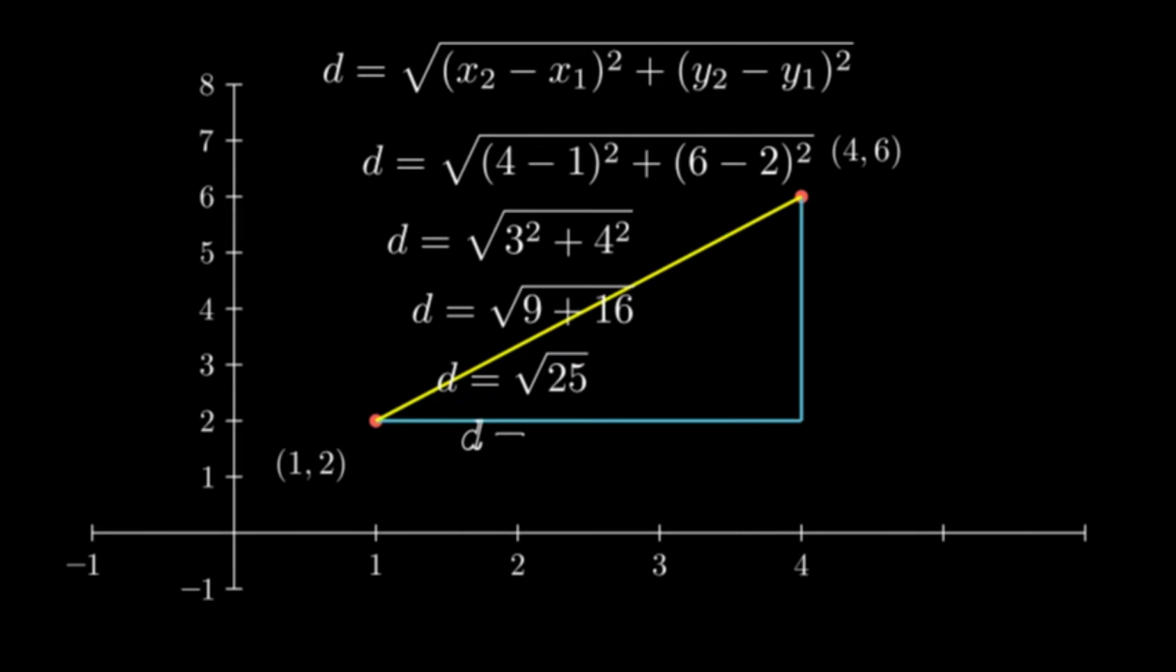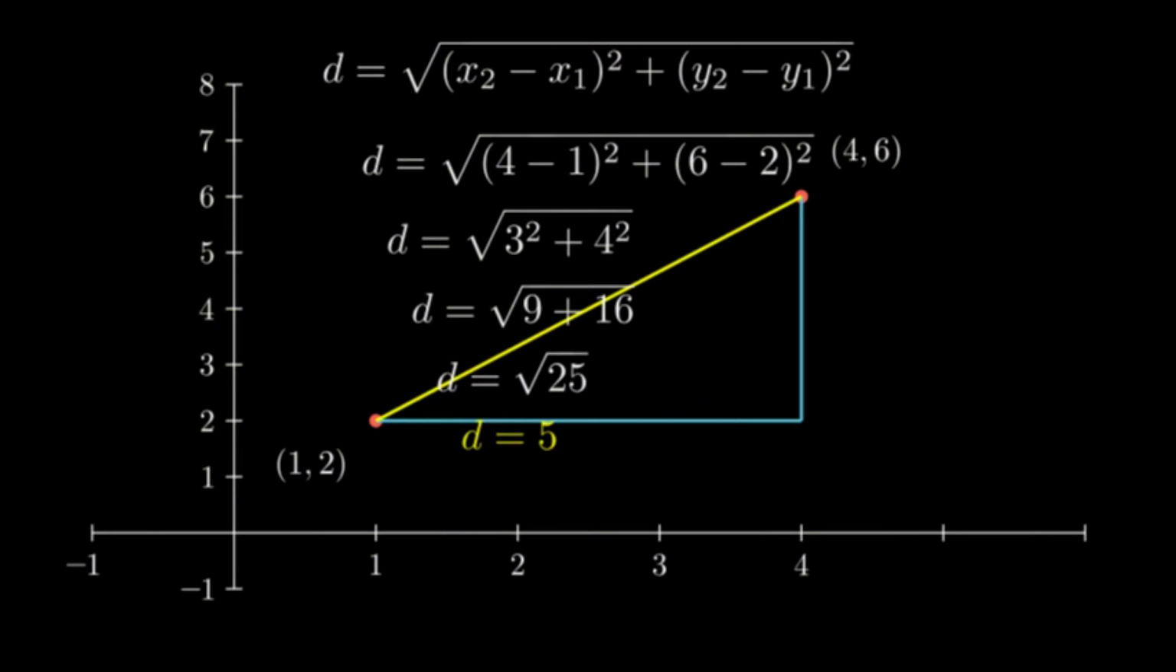Finally, we take the square root of 25, which gives us exactly 5. This tells us that the straight line distance between our 2 points is precisely 5 units. This exact value of 5 units is important because it confirms what we might have suspected from the geometry of our points. We have a special case of a right triangle.